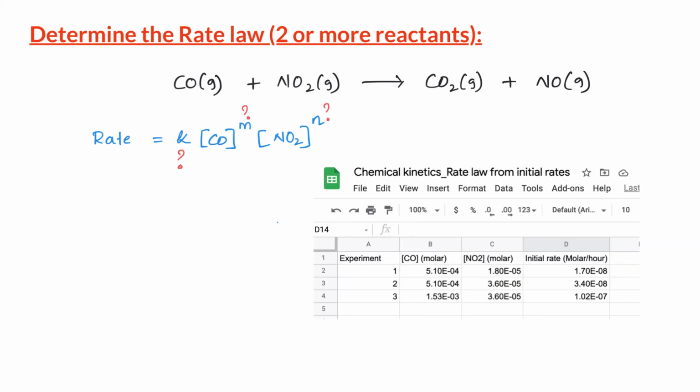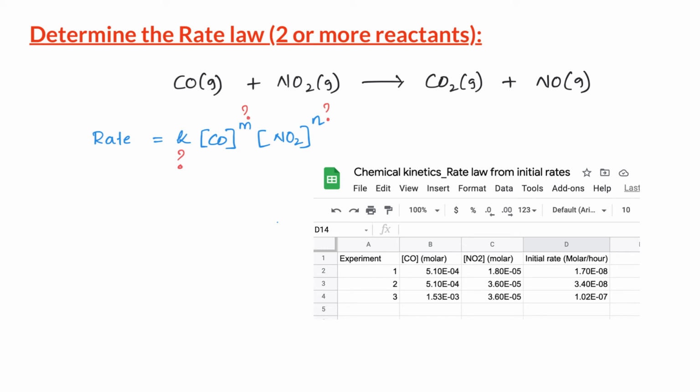The following is the data that we collect in the lab. As you can see, we have performed three different experiments, and we have the initial concentrations of carbon monoxide and nitrogen dioxide and the corresponding initial rate for each of these experiments. Since we have control over the initial concentrations of the reactants, we can pick the initial concentrations to make our calculations as easy as possible.